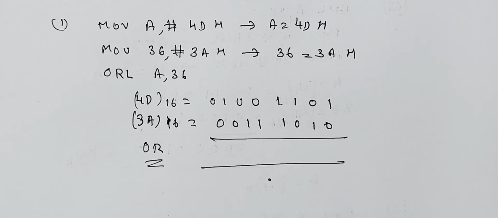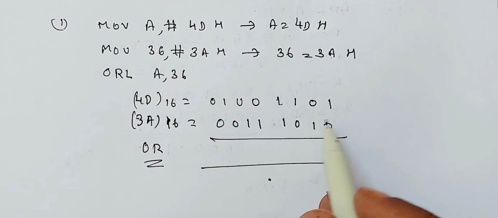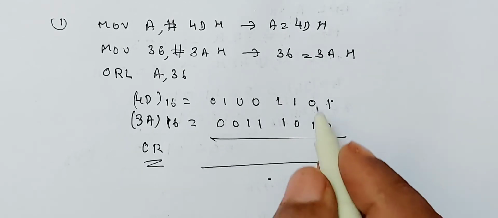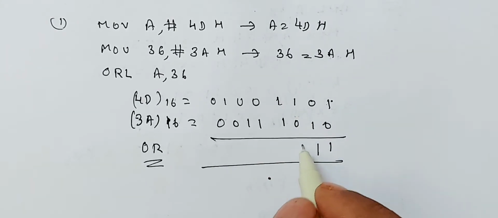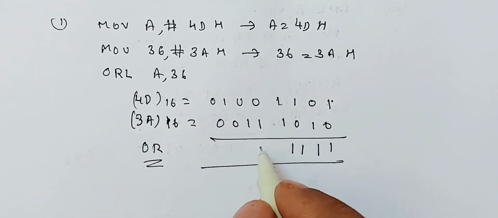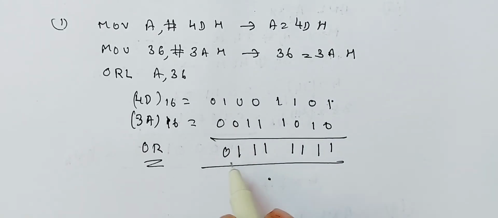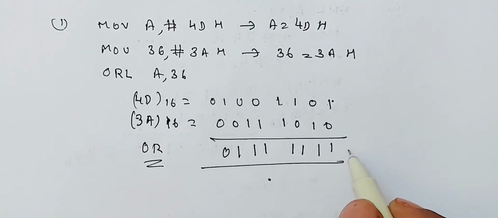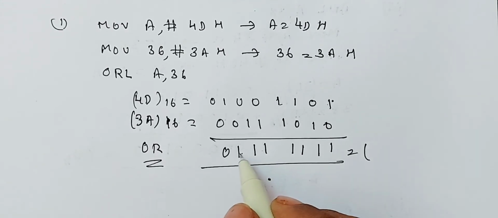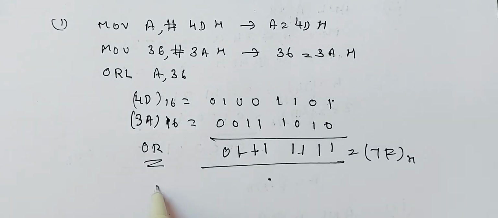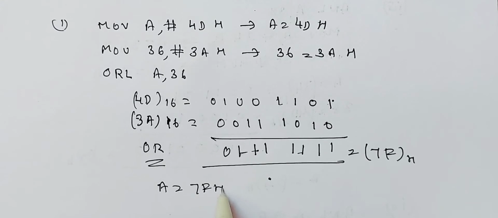In logic addition, high state plus high state is high state. That is 1 plus 1 is 1 itself. So perform the OR operation with each bit. The first bit must be performed with the first bit only. 1 plus 0 is 1. 0 plus 1 is 1. 1 plus 0 is 1. 1 plus 1 is 1. 0 plus 1 is 1. 0 plus 1 is 1. 1 plus 0 is 1. 0 plus 0 is 0. That is 7, this is F. Now A contains the value 7FH.